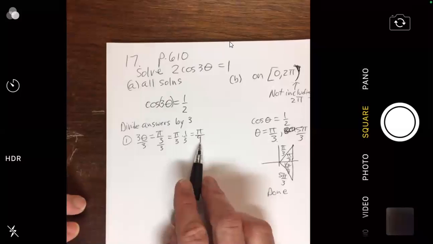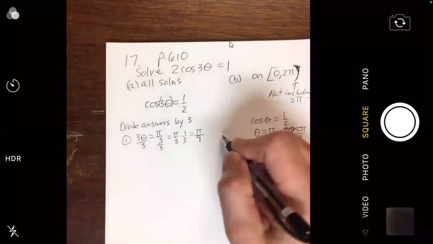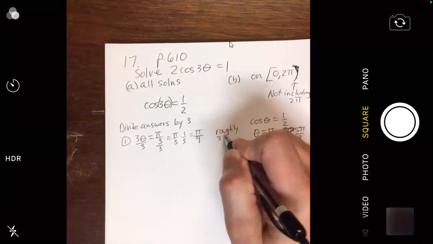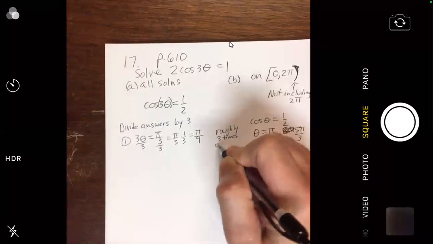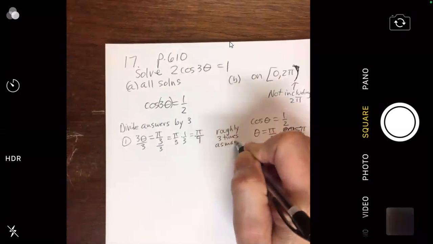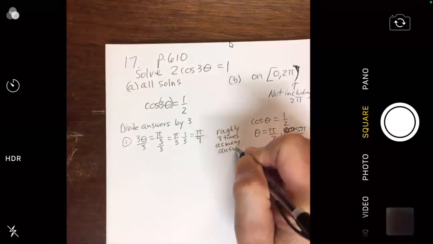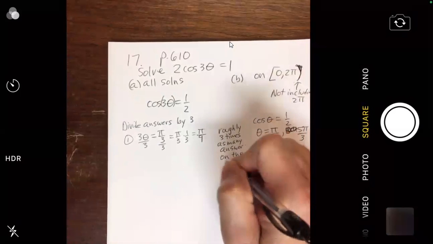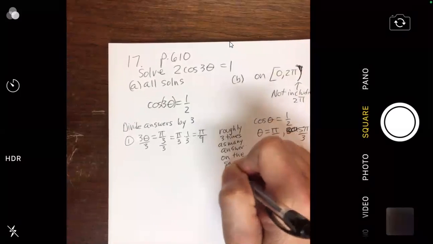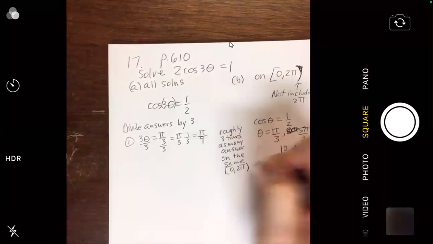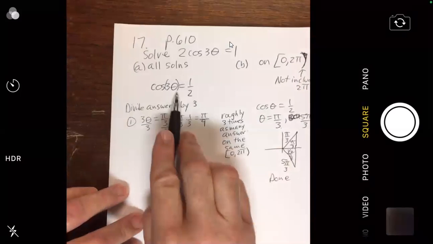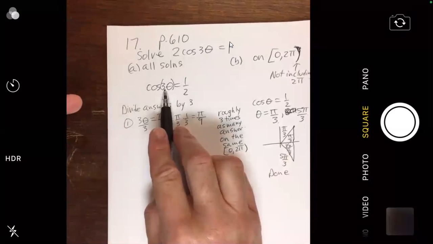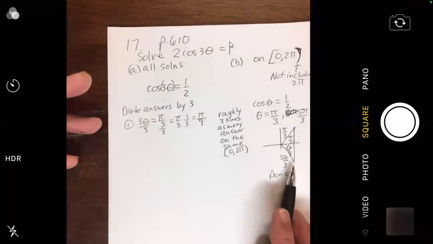This is going to give you roughly 3 times as many answers on the same interval, 0 to 2 pi, once around the circle. Because you're dividing the answers down by that coefficient, that's going to give you that many more answers than you had on the straight interval with the straight theta.